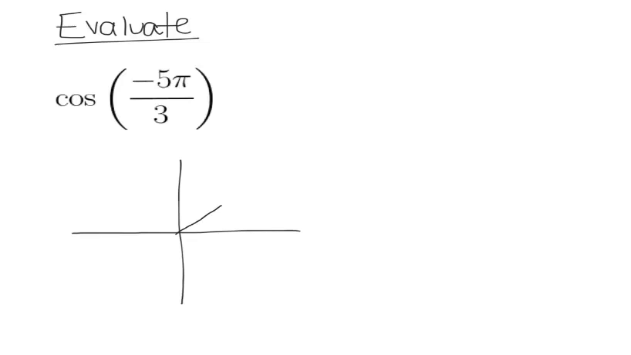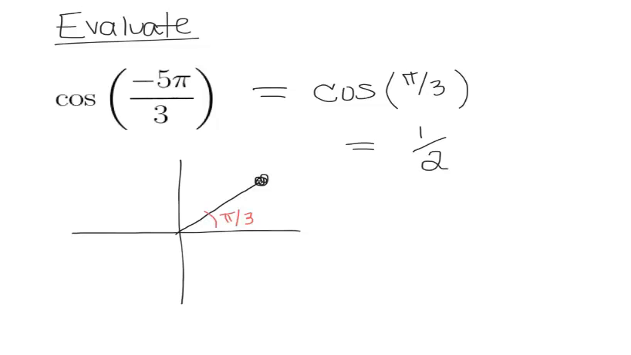So let's go ahead and mark that in. We make note here that our reference angle is π/3. We note that the x-coordinate we would get from considering the angle negative 5π/3 is going to be the same x-coordinate we would get from considering the angle π/3. That means cosine of negative 5π/3 must be equivalent to cosine of π/3. These x-coordinates must be the same. And we know cosine of π/3 is 1/2.